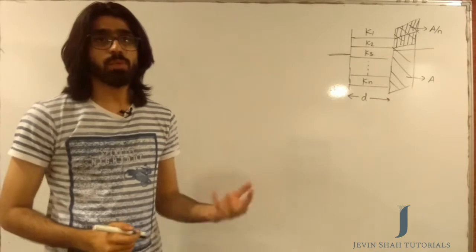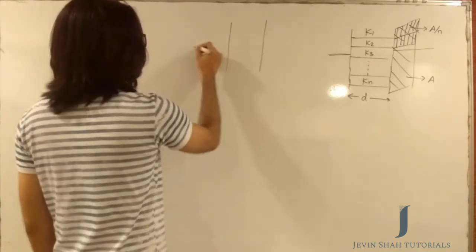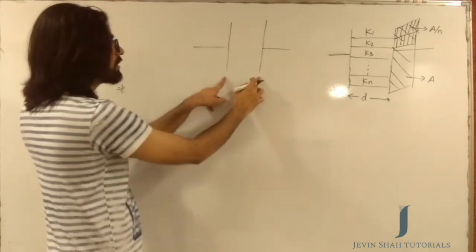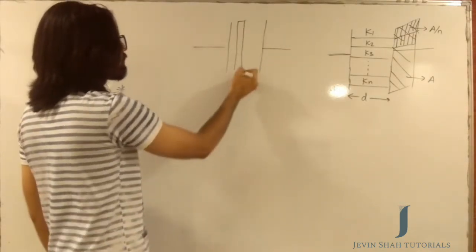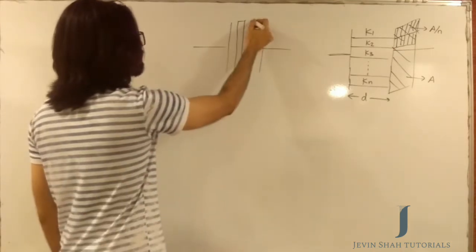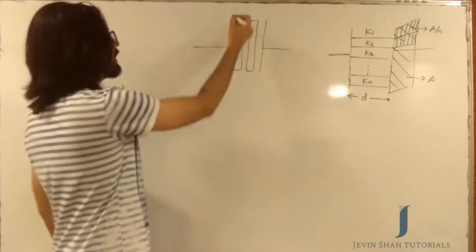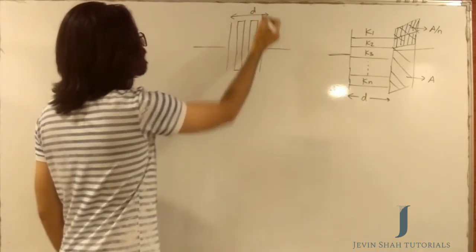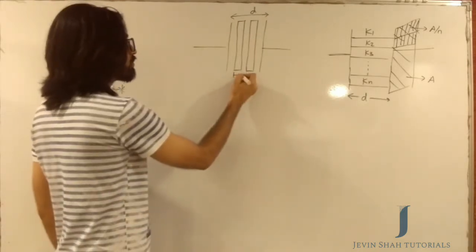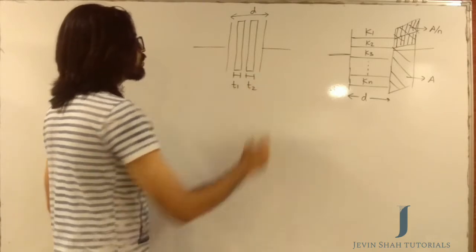In the next setup, you can have your dielectrics rearranged between the two plates in this manner. So these are again your plates of the capacitor, and this time I am arranging the dielectrics in a vertical manner. Here I have shown you only two dielectrics. Let's say the distance between the two plates of the capacitor was D. The thickness of this dielectric is T1 and the thickness of this dielectric is T2.